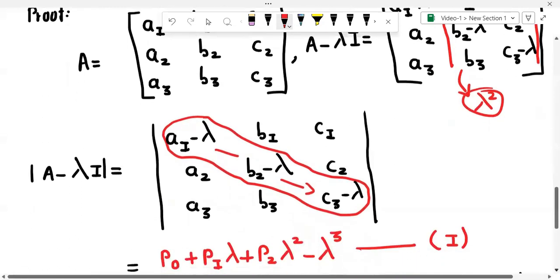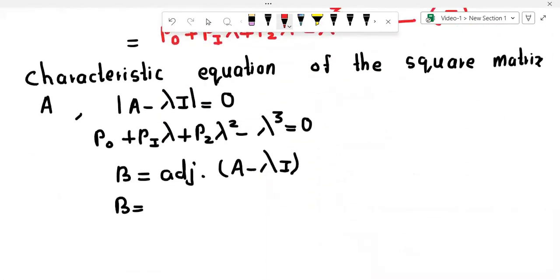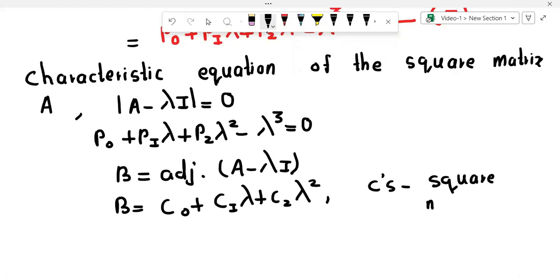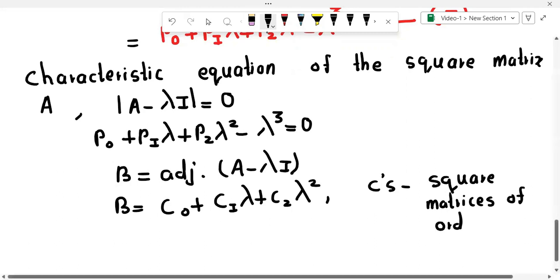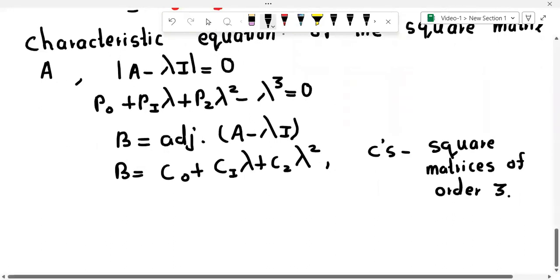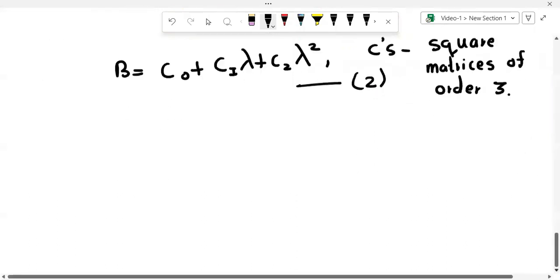Therefore, the adjoint of A minus lambda I can be split into the form C0 plus C1 lambda plus C2 lambda squared, where these C's are square matrices of order 3. We name this equation 2.